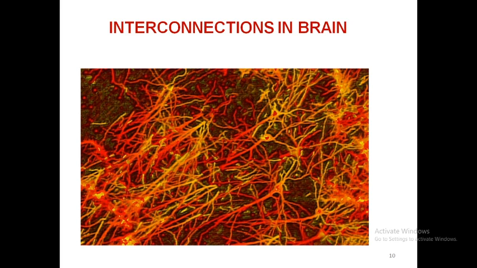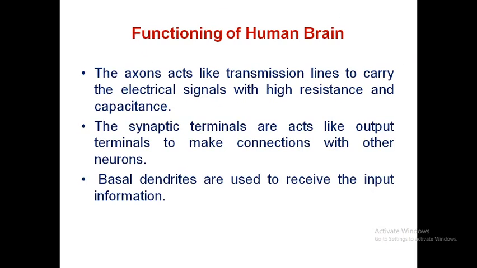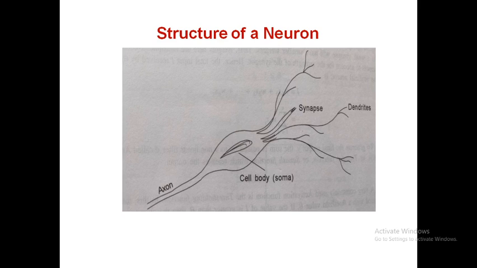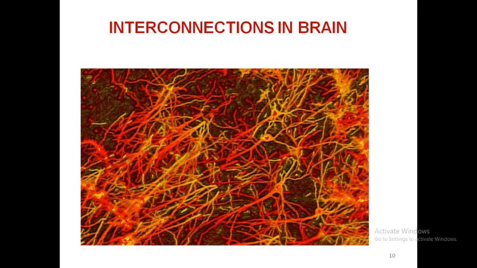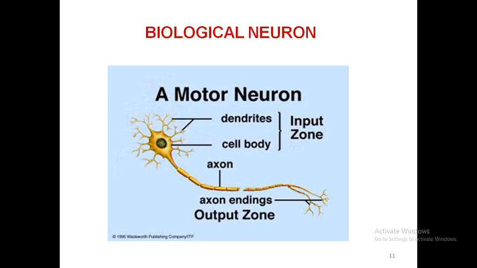So these are the interconnections in the brain. Like I have shown you earlier, this is one neuron model, one structure of the neuron. But with such neurons, many connections will be there. Trillions of connections will be there in the human brain, like this. And this is the biological neuron that we saw earlier.